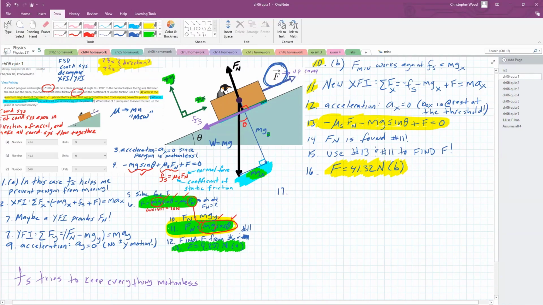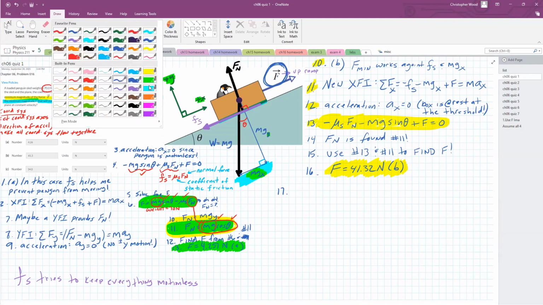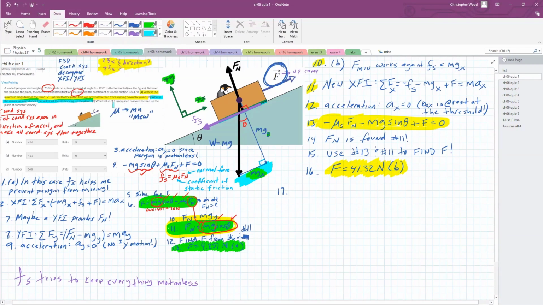Part C is different. Well, they're all different. B is different from A, and C is different from A and B. What value of F is required to move the sled up the plane at a constant velocity?